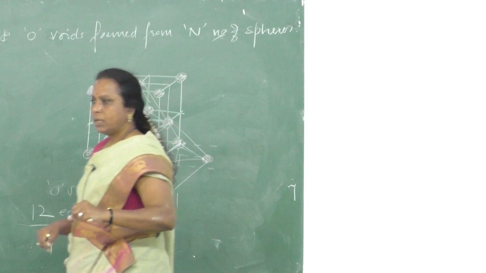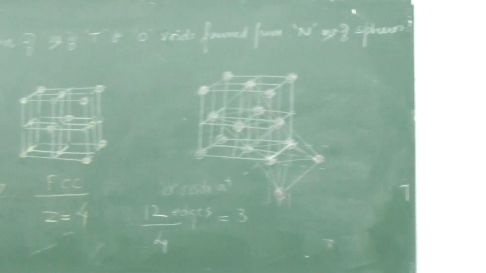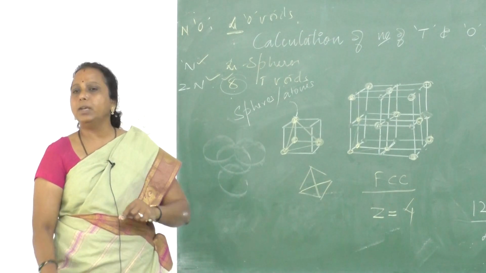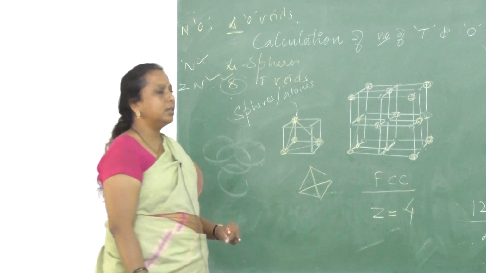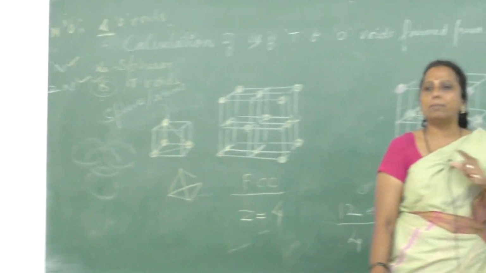4 ovoids and 8 T-voids come from how many spheres? 4 spheres. So out of n spheres, how many ovoids are produced? n ovoids are produced. How many T-voids are produced? 2n T-voids are produced. So based on this, we shall see how to predict the formula of a compound.